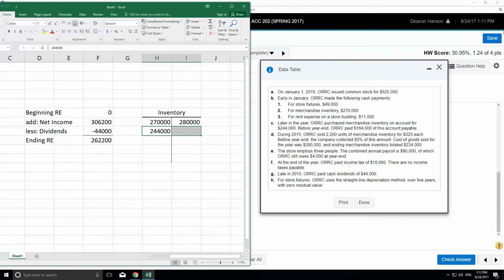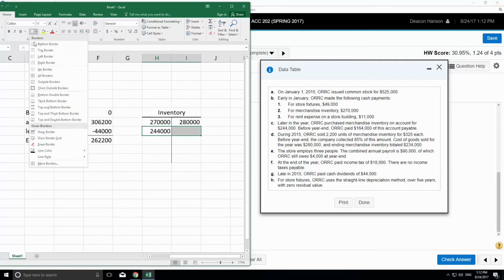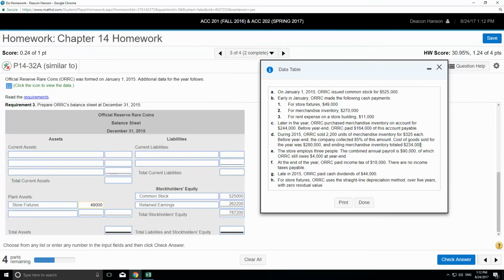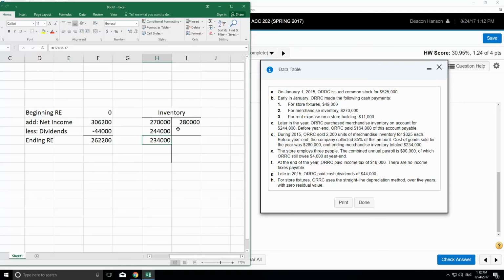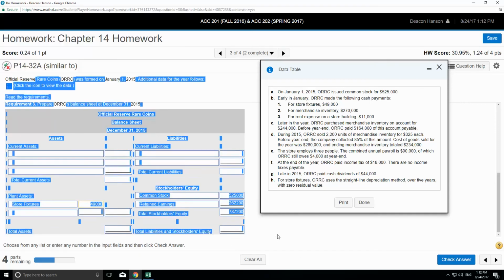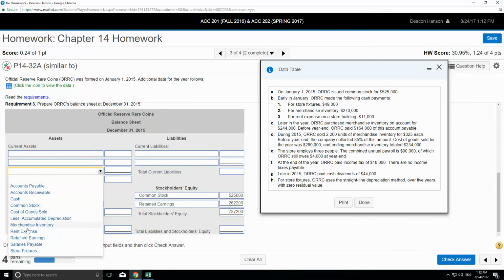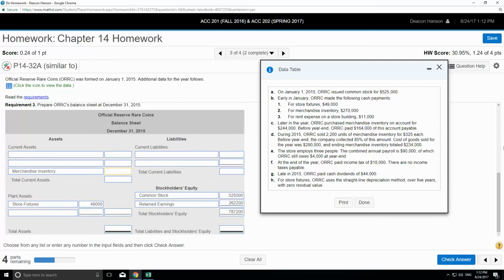Now my eyeballs just noticed that they're giving us the ending inventory balance there anyway, but we can double check and see if we get the same thing. So if you add these two and you subtract the credit, 234,000. So they're actually telling it to us right here. If we had read a little better, then we would have caught that. But we're still recomputing it correctly. Okay. So we're going to put that in the asset section. I'm going to have inventory here, 234,000.